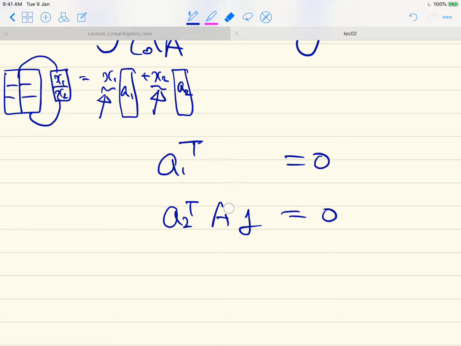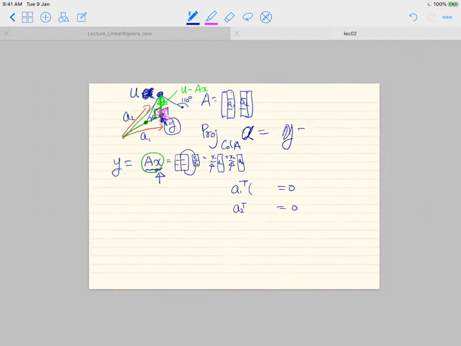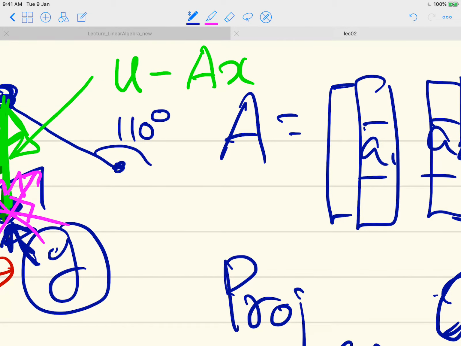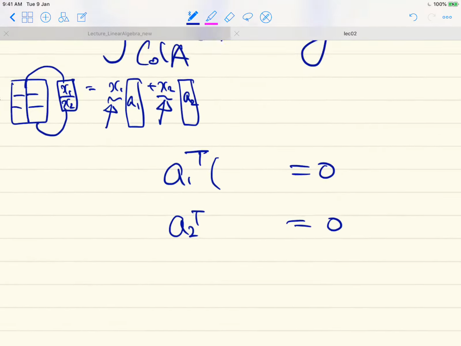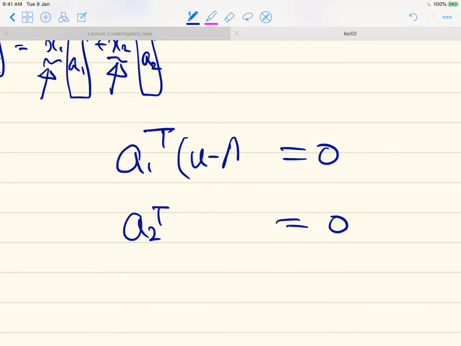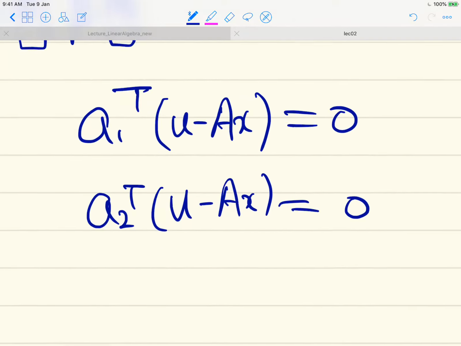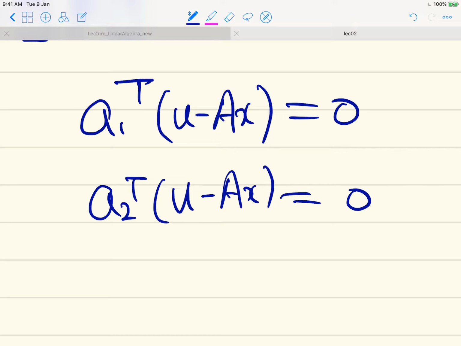Not this guy. It should be the bright green line, which is this guy, u minus Ax, right? So u minus Ax and u minus Ax. Okay, and then at a high level, let's look at these two equations.